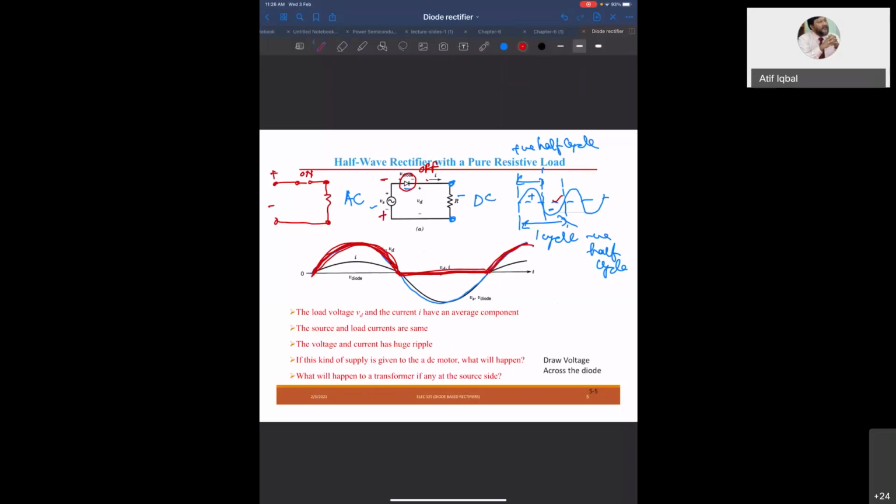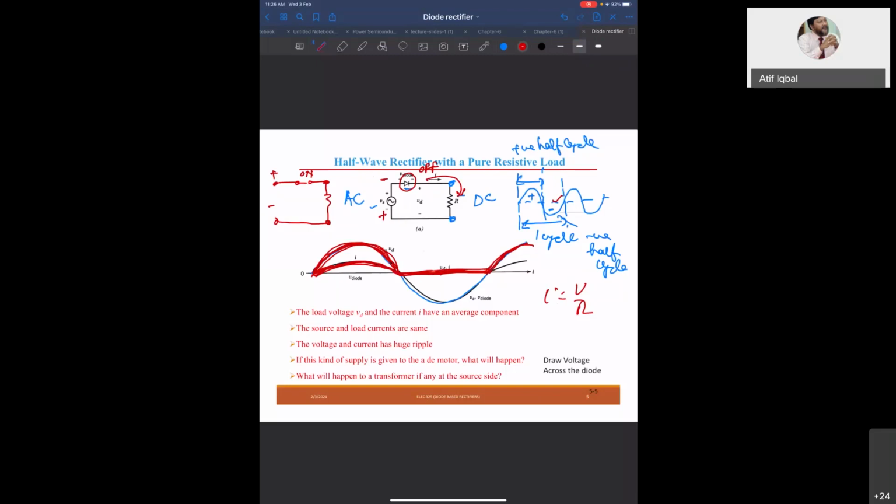Now, what about the current? Since it is a resistive load, the current is equal to V by R. So whatever is my output voltage, just divide by R, and we get the current. My current will be exactly the same, unity power factor, as you can see. This is how I get the current through the load, and when there is no voltage across the load, there is no current. So the load voltage and the load current have the same shape.